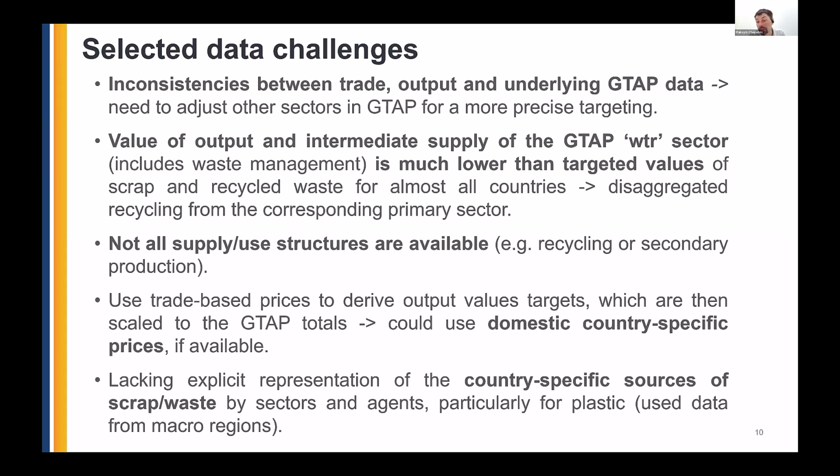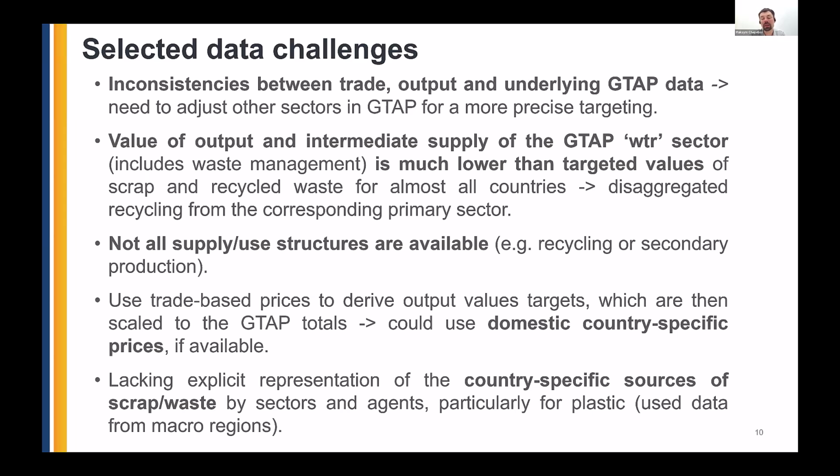The value of output and intermediate supply in GTAP for the water and sanitation sector, according to ISIC classifications, should presumably represent the flow of the recycling process itself, right? But when we started comparing the value of output of this water and sanitation sector with the value of scraps that we would like to disaggregate, in many cases we found that the output of scrap itself is much, much higher than the output of this sector per se. So it seems that the water and sanitation sector might be providing only minor margins for processing some scrap, but obviously not representing the value of the scrap itself.